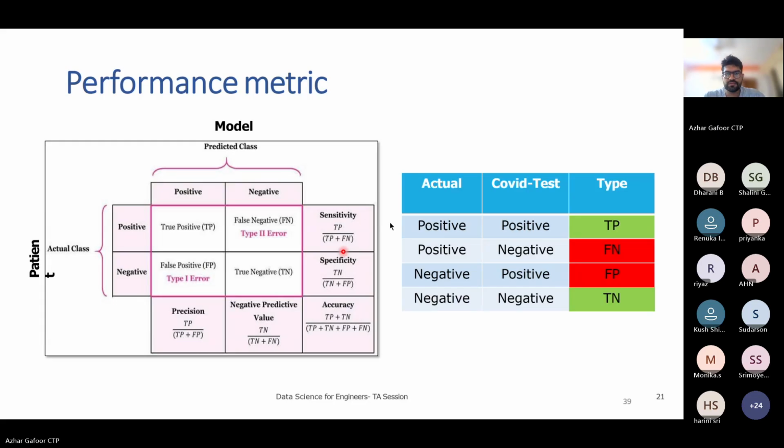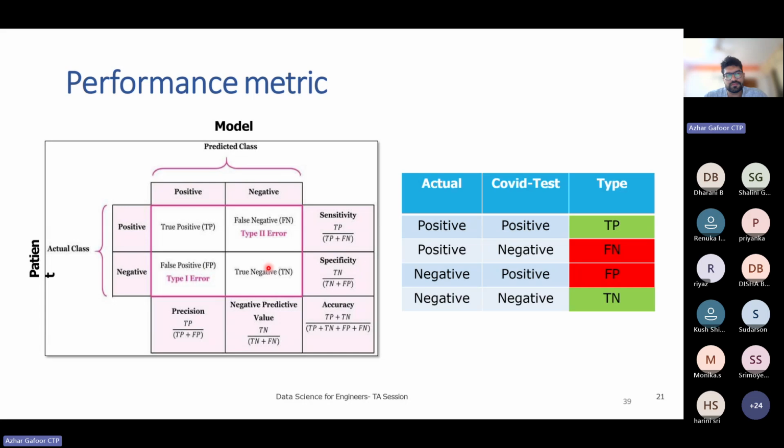Sir, what if the prediction and reality match for a negative case? It's true negative. Okay, thank you, sir.